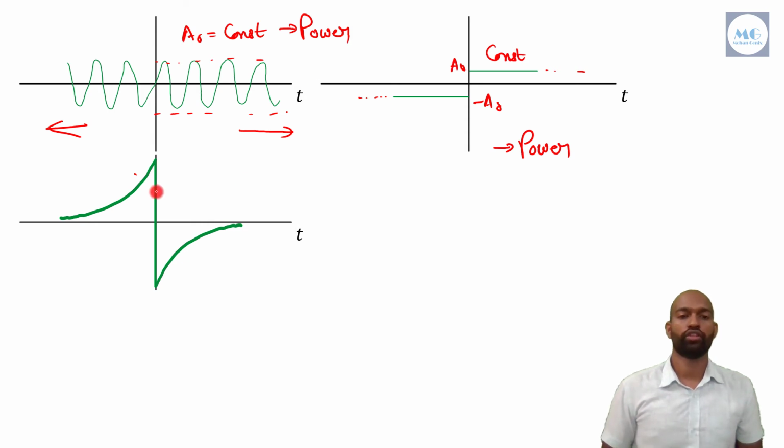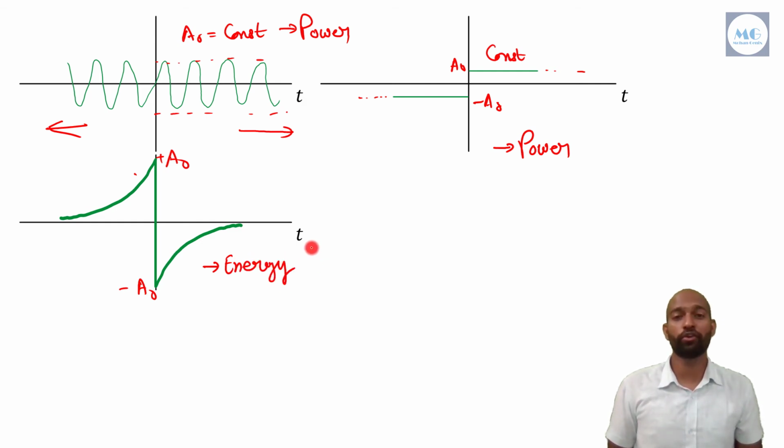Okay, so the next signal is like this. This is also an infinite duration signal, but its peak amplitude, that is minus A naught or plus A naught, we can say, is decreasing in nature. So from our second point, we can easily say that this is an energy signal.